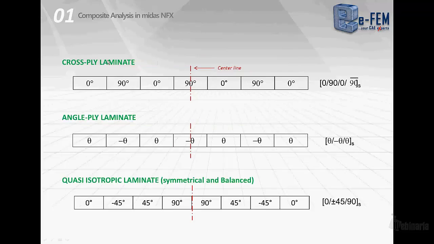Moreover, if we consider some particular angles, we can define a cross-ply laminate that is made of 0, 90 plies, and we can have the angle ply laminate when we have a single angle that is repeated plus and minus through the thickness. We talk about a quasi-isotropic laminate when we have a specific stacking sequence which gives out somehow homogeneous properties in the plane of the laminate. So we talk about an isotropic laminate because the properties on the plane of the laminate are quasi-isotropic.